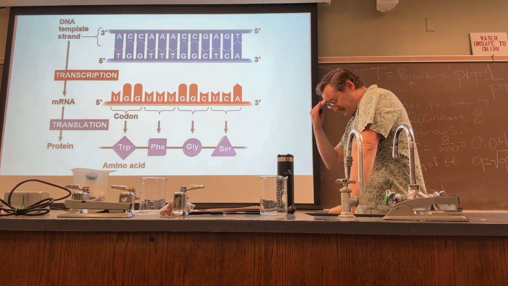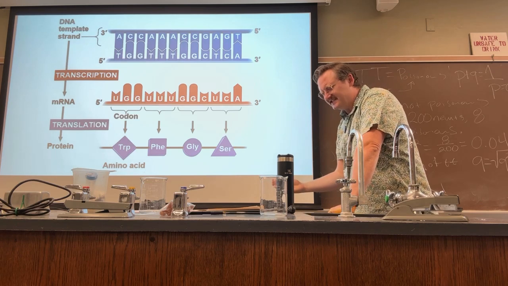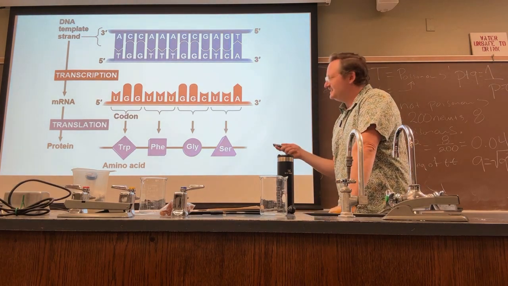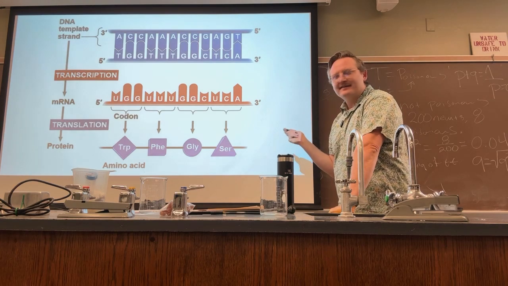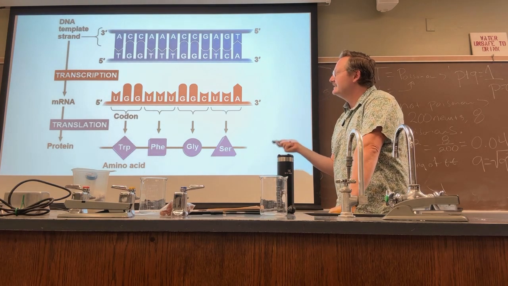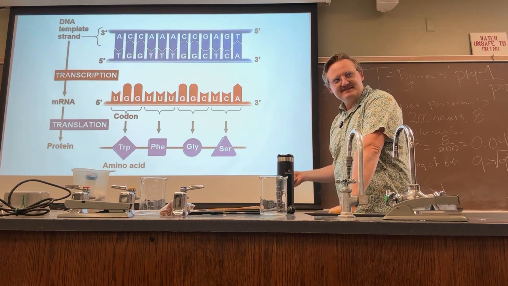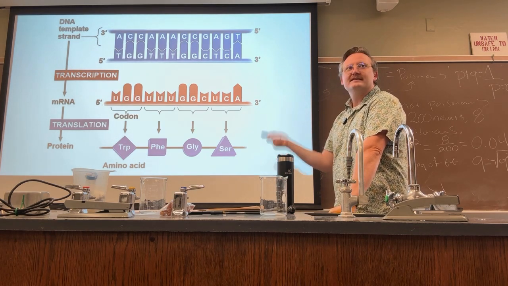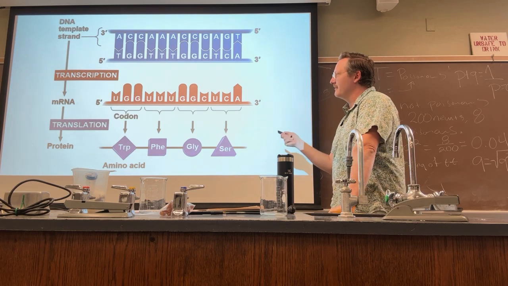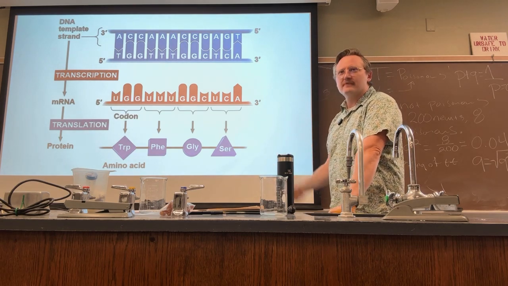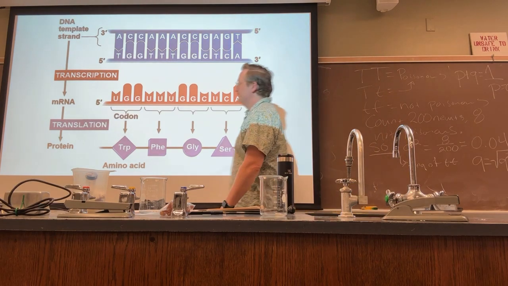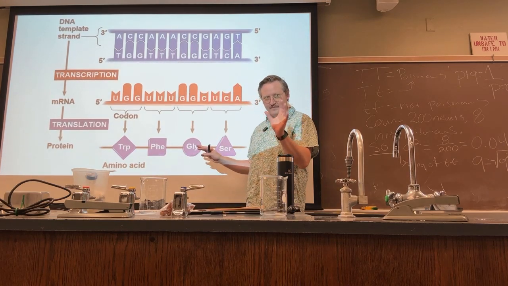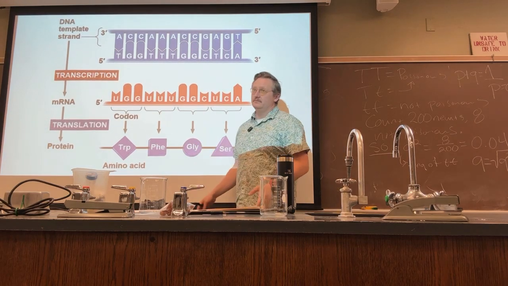Okay. The next step in the central dogma is translation, where the sequence of mRNA is read and is used to direct amino acid sequence. So this is how DNA encodes a protein. DNA encodes mRNA, which is then read by the ribosome to generate a sequence of amino acids, and that makes the protein.